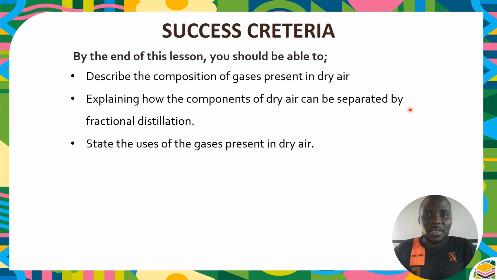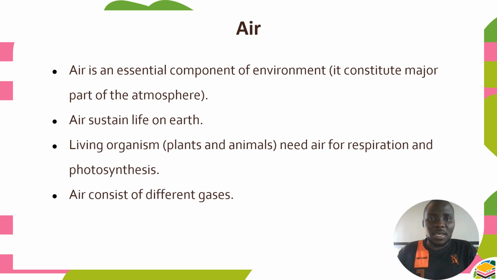So by the end of this video and lesson, we are supposed to cover the following success criteria. You should be able to describe the composition of gases present in air, explain how the components of dry air can be separated by fractional distillation, and state the uses of the gases present in dry air. So let us start by looking at the definition of air.